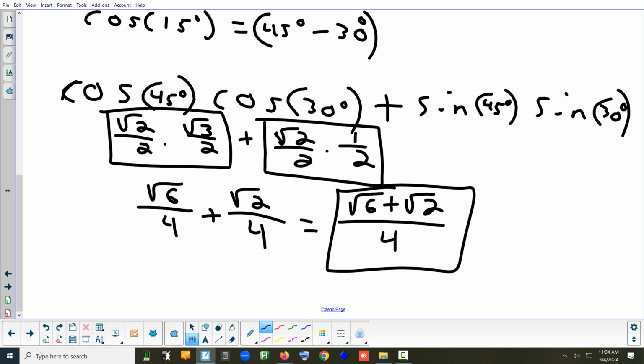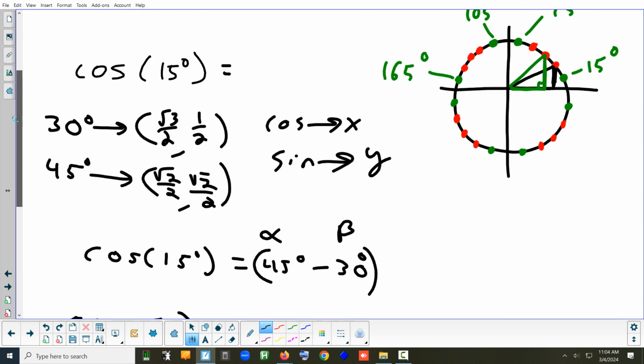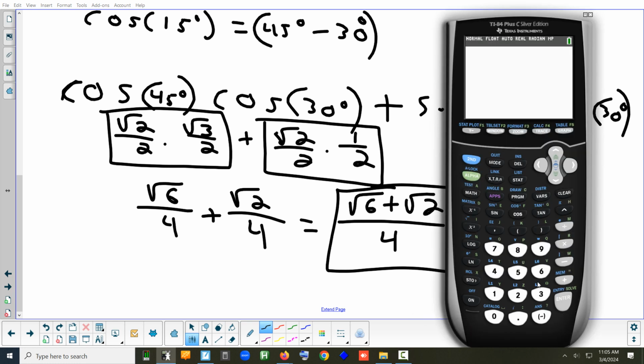So let's check it and see if it works. So I'm going to type in the original problem. I'm going to type in the answer we got, and then see what we get. Okay, so the original problem was cosine 15. Let me just check the other. All right. When it gave us the original problem, was it cosine of 15 degrees or 15 radians? Degrees, yeah. So we're going to put it in degrees. Cosine of 15 gives me about 0.9659.